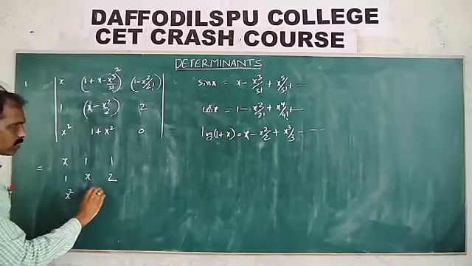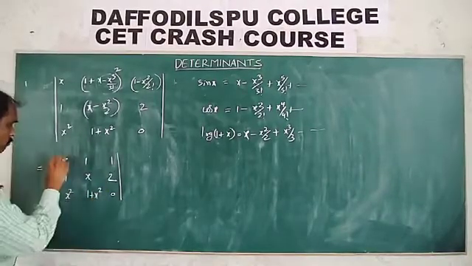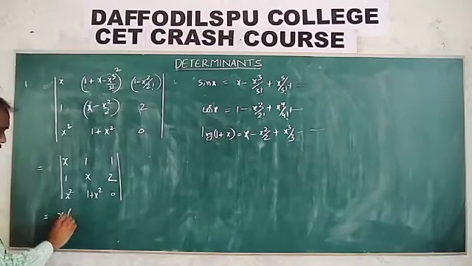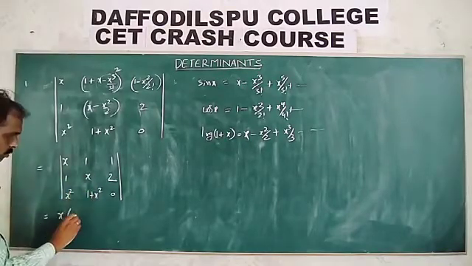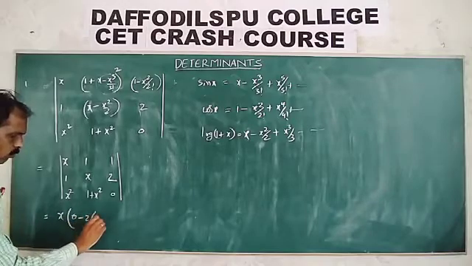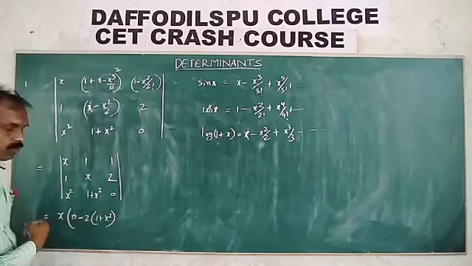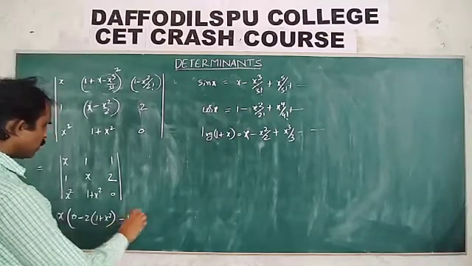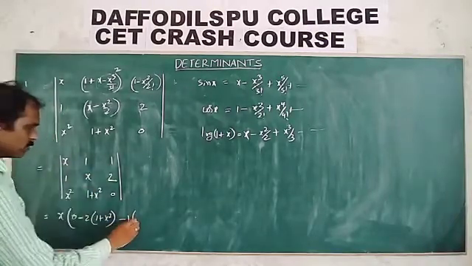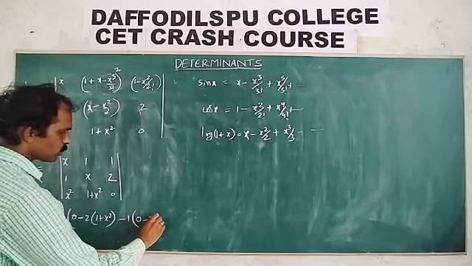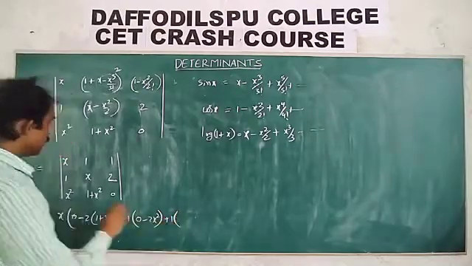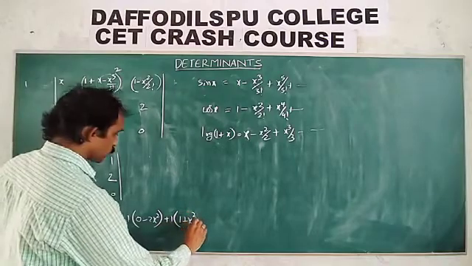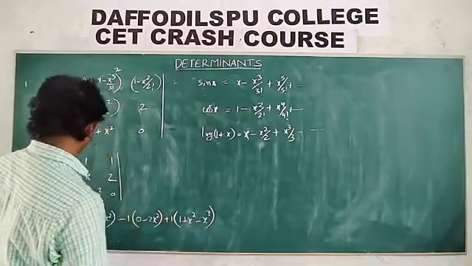Okay, 1 plus x square, 0. Now find its determinant. x of 0 minus 2 of 1 plus x square, minus 1 of 0 minus 2x square, plus 1 of 1 plus x square minus x cube.